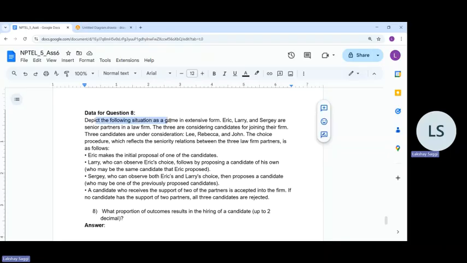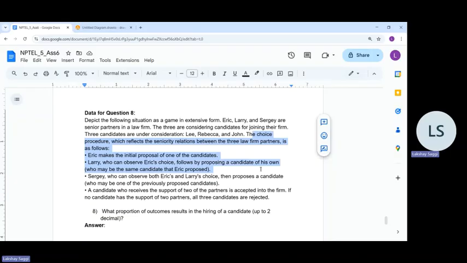The last question is: depict the following situation as a game in extensive form. For now, just think of extensive form games as those dynamic games which we are talking about. Eric, Larry, and Sergey are senior partners in a law firm. The three are considering candidates for joining their firm. Three candidates are under consideration: Lee, Rebecca, and John. The choice procedure, which reflects the seniority relation between the three law firm partners, is as follows.